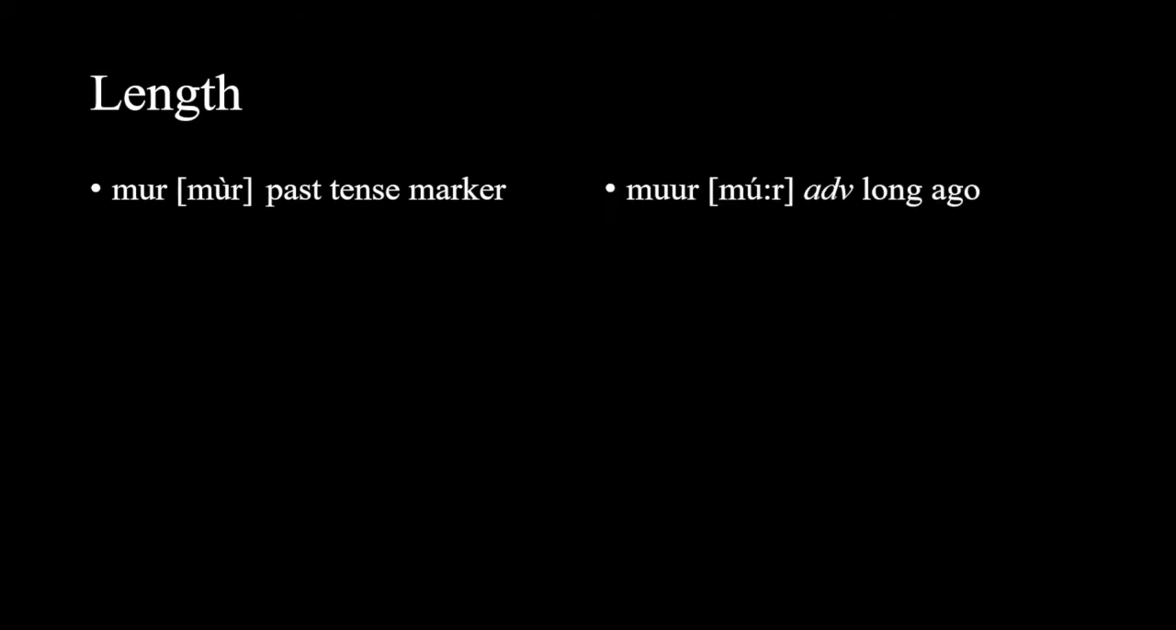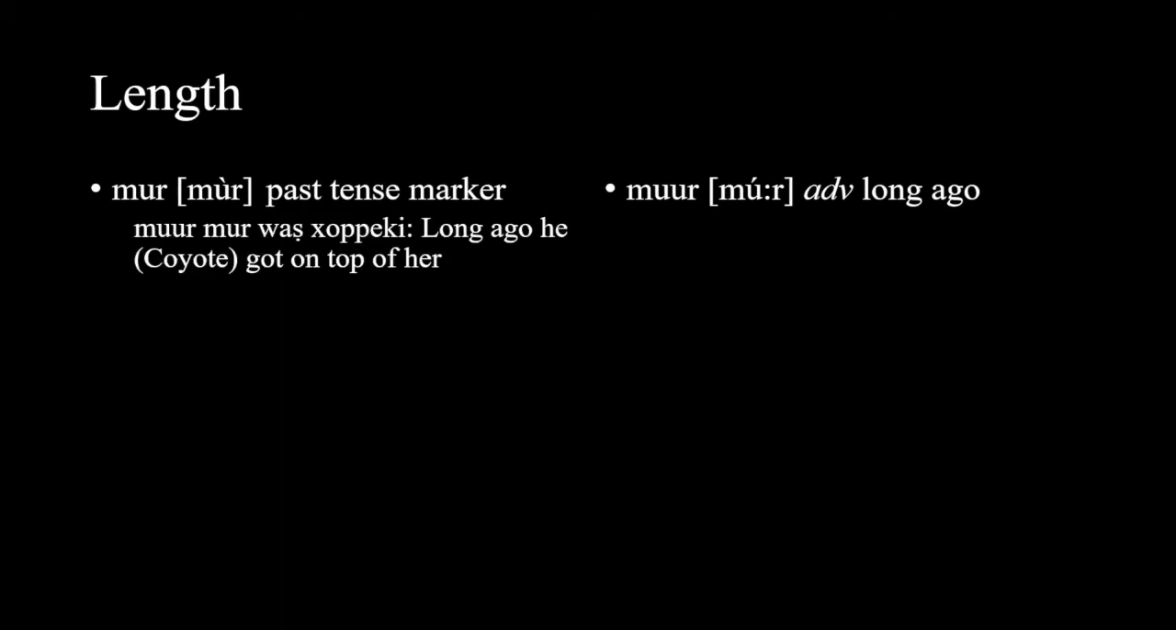Let's start. So first off, length is important, and we'll see why a short vowel and a long vowel changes so much. So for example, let's look at this first word, mor. So it's a past tense marker. I'll go into each example later. But there's a similar word that's mor, and that means long ago. So mor and mor, very similar.